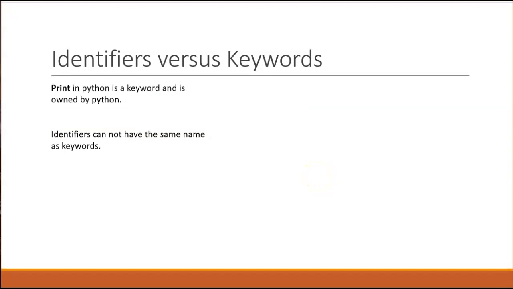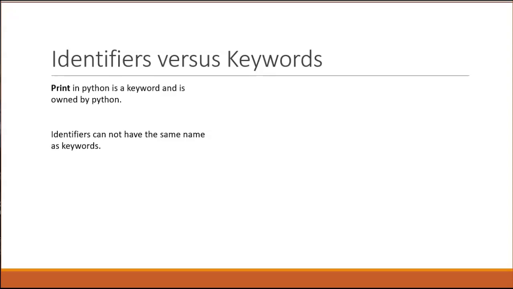Identifiers versus keywords. Identifiers typically are going to be a word, no spaces. They're going to be short enough to define accurately what they actually hold. But there are some rules and regulations in terms of what they can and cannot be.